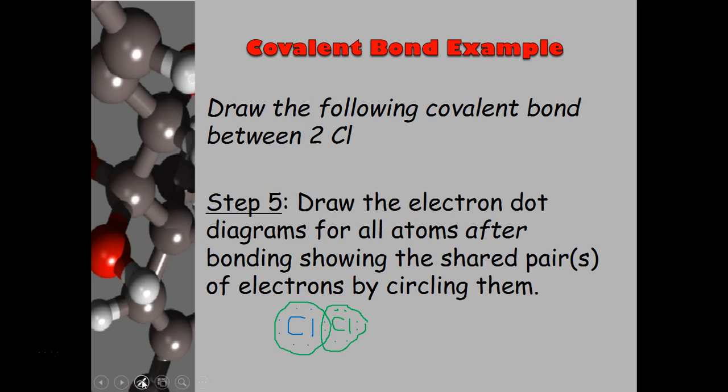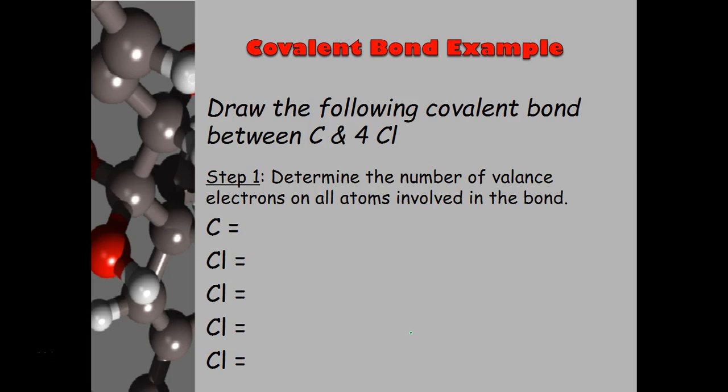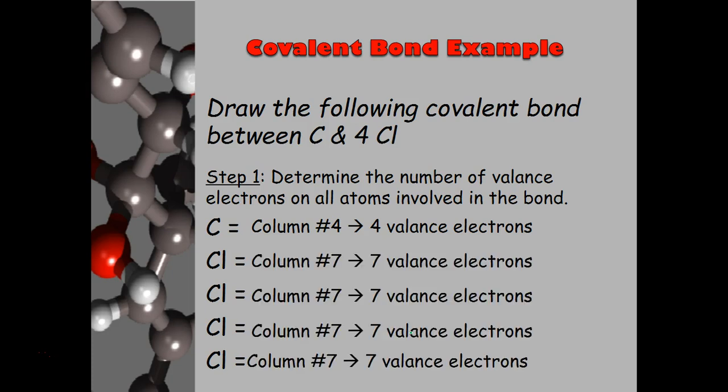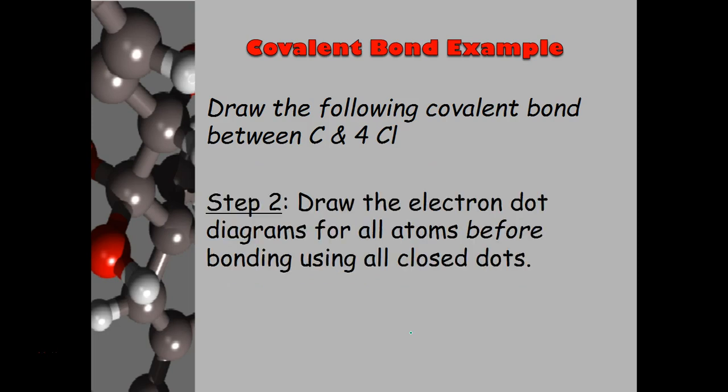Okay, so hopefully that makes sense. And so there's kind of what it looks like. Let's do another one. So I've got carbon and 4 chlorines. Well, carbon's in column 4, so 4 valence electrons. We already just looked at chlorine. They've got 7 apiece. Alright, so if I draw my diagrams before anything happens, there's what my carbon looks like. And I gotta draw all 4 chlorines, so there they are.